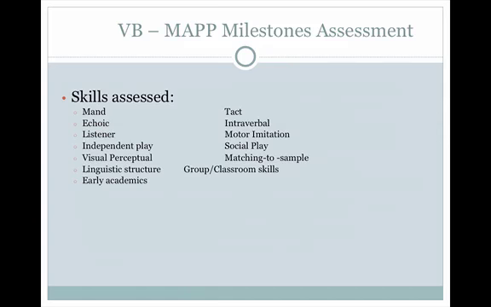The skills that are assessed by the VB-MAPP include some particular areas of verbal behavior: the mand, the echoic, the tact, and the intraverbal. Those are expressive language skills that you will likely learn more about in many other contexts. There's also listener behavior, meaning receptive language, play, visual perceptual skills, the understanding of linguistic structure, academics, imitation, matching to sample, etc.